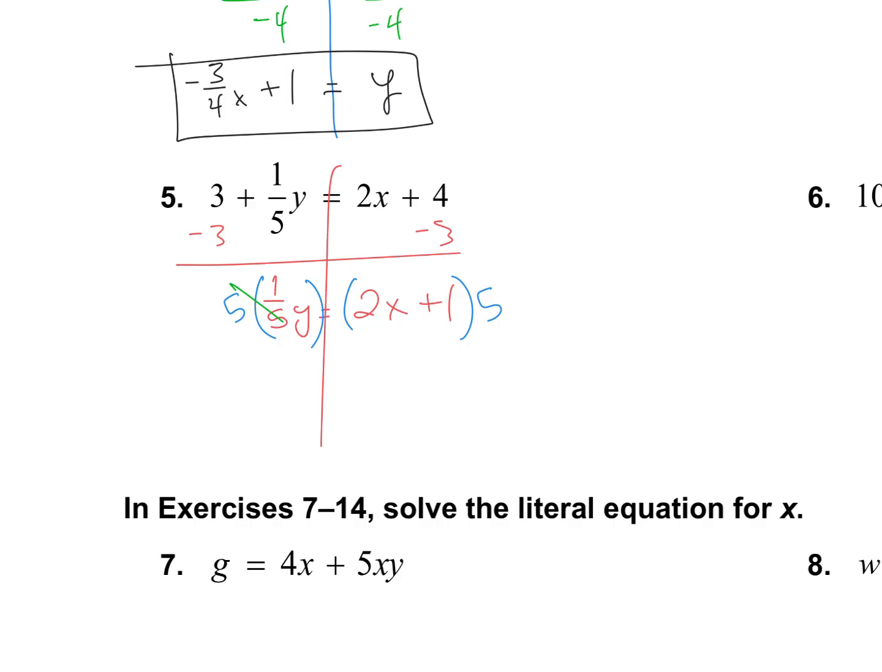So this cancels that. Why does it cancel that? Because if you were to multiply straight across, 5 times 1 is 5, 1 times 5 is 5, and 5 divided by 5 is 1. Now we're going to distribute this 5 here to get 10x plus 5.